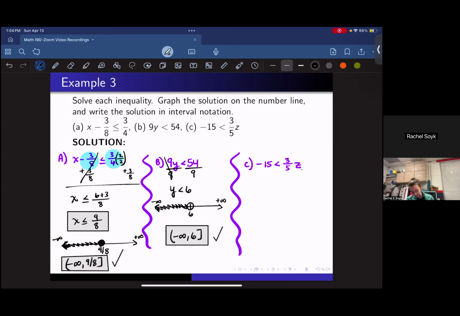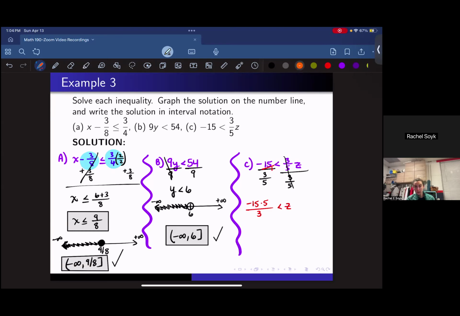And then our last example for today, or for this section, I think we still have a few more examples. We want to look at negative 15 is less than 3/5 z, and utilize our inverse operations by dividing both sides by 3/5. Negative 15 as a fraction is just negative 15 over 1. So when we keep change flip, we're essentially looking at negative 15 times 5, all divided by 3, is less than z.